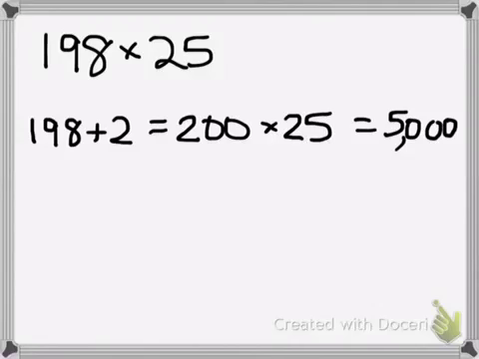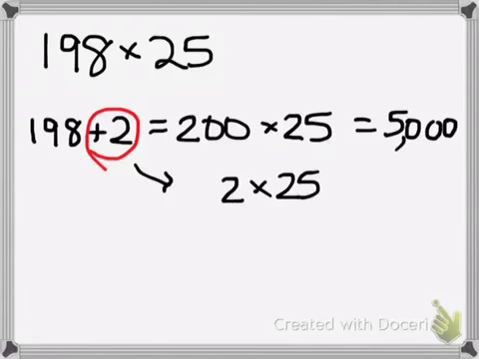However, this is not the answer to my original problem. This is my answer to 200 times 25. In order for me to now find out my answer to the original problem, I have to compensate for or make up for the fact that I added this 2 to the 198. The way that I'm going to do that is by now taking that 2 and multiplying 2 times 25, and I get 50.